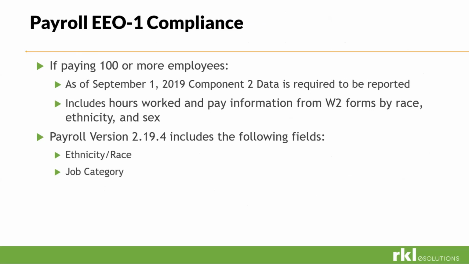If you're paying 100 or more employees, then as of September 1st, there is a data called Component 2 that is required to be reported. It includes the hours worked and the pay information, and it's by race, ethnicity, and sex. Payroll version 2.19.4 has added these fields to make that possible.